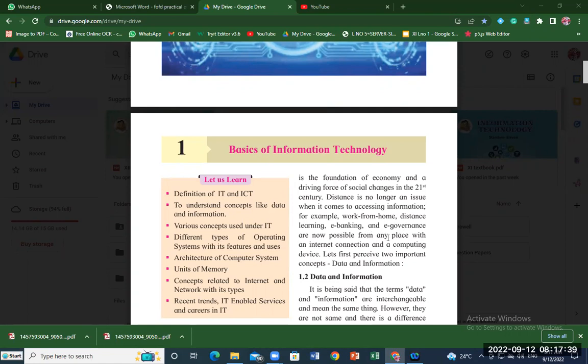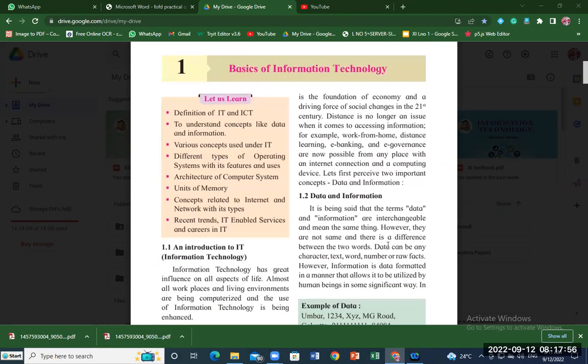These are now possible from any place with an internet connection and a computing device, correct? What I require is an internet connection and a computing device. It can be your mobile, it can be your laptop, it can be your tablet. From anywhere you can access.